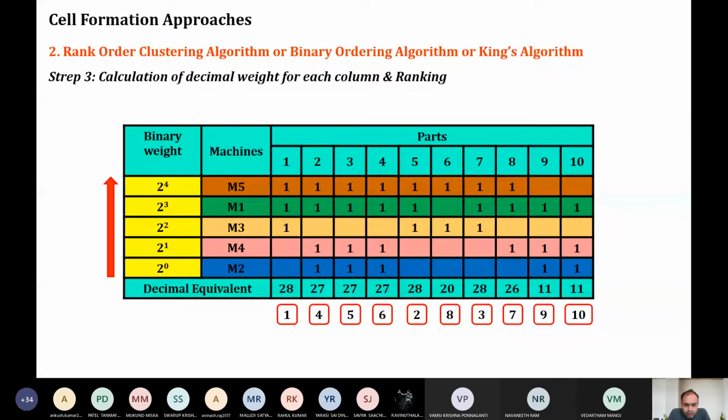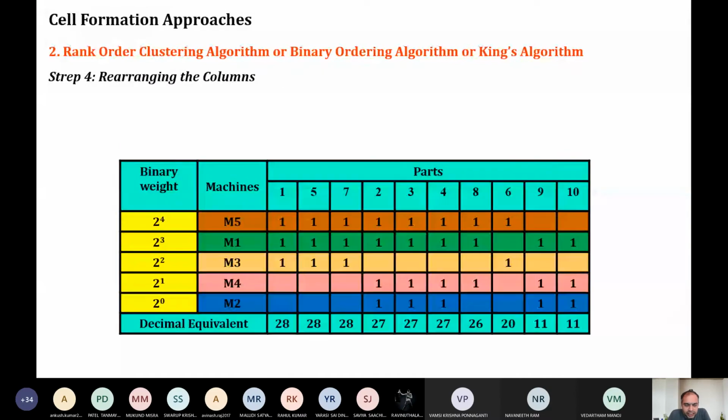Okay, so this is how we have done it. Now what will be the next step? Rearranging. Very good. So now I have rearranged it based upon the ranking we got. You can see that a cluster formation is happening here. See, there's a cluster here. So these parts can be grouped, and there is some chance for the next part.